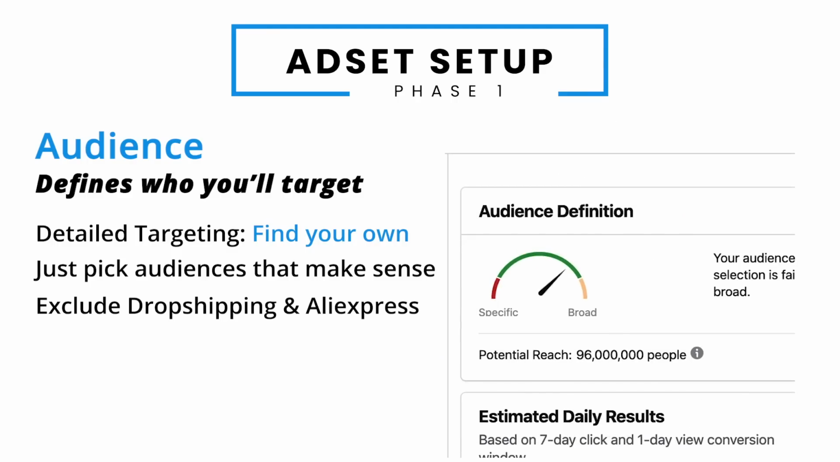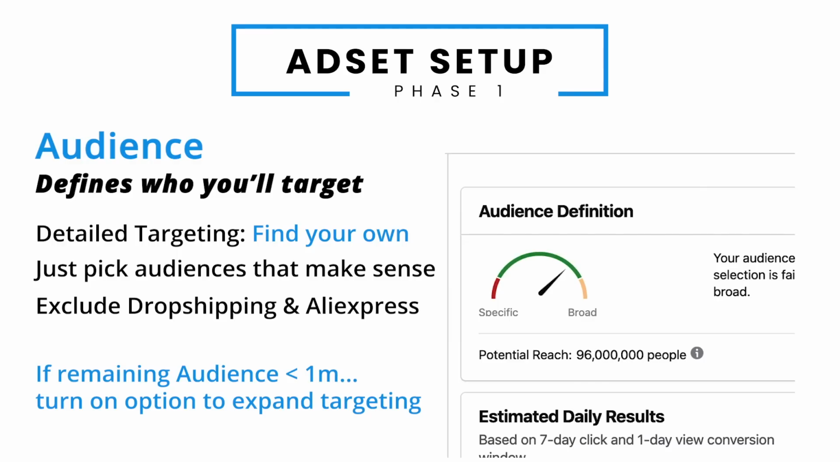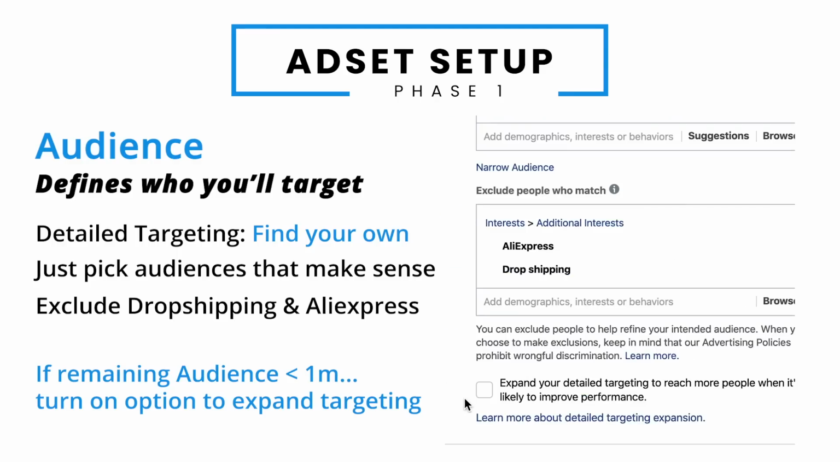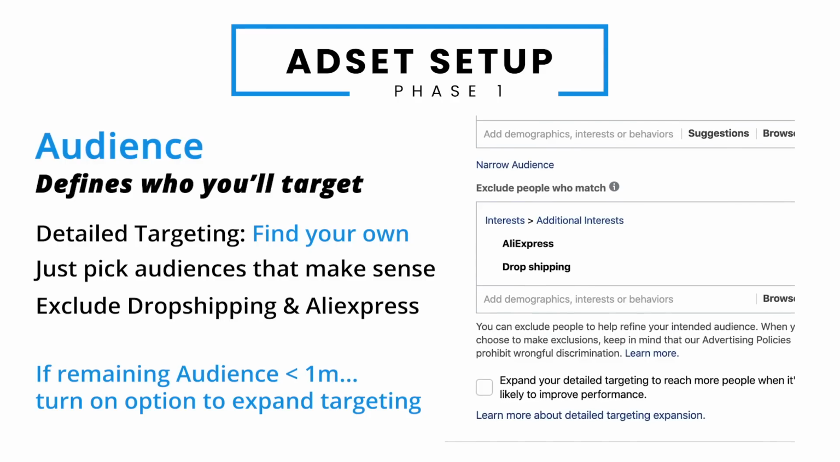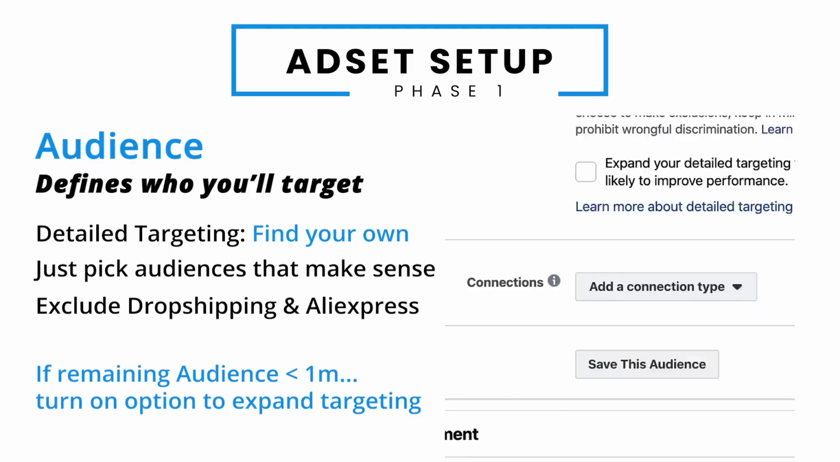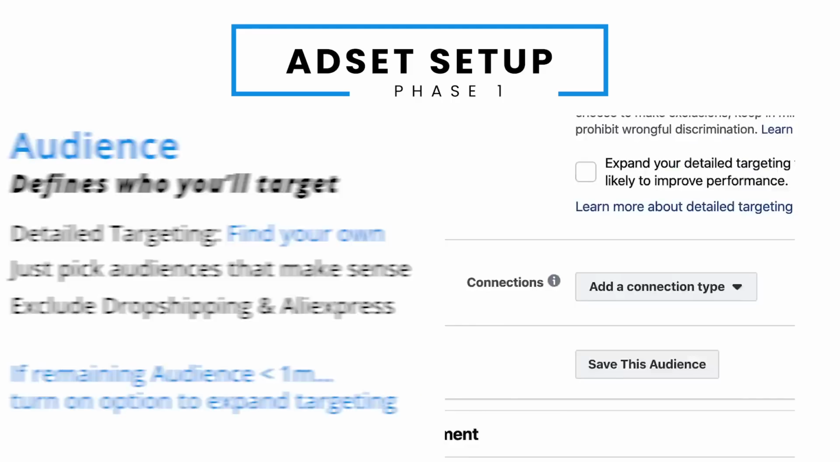Now check the potential reach on the right to see your total audience size. If your remaining audience is less than 1 million people, you should turn on this option that lets Facebook expand your audience size. We've found that it helps when the audience size is small and highly targeted. Since our audience size is greater than 1 million, I'll leave it unchecked. Next up is an option to narrow down your target audience by connection type. This is a feature that we don't use and we recommend that you skip it as well.